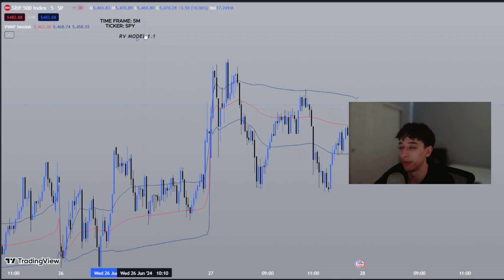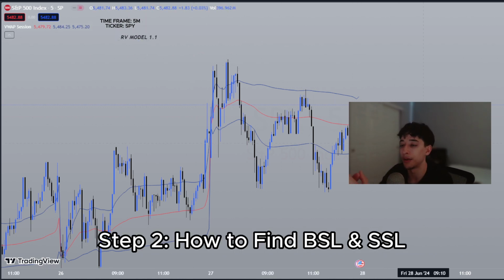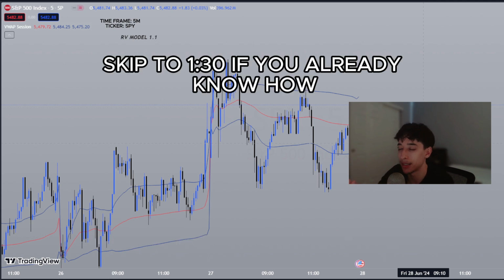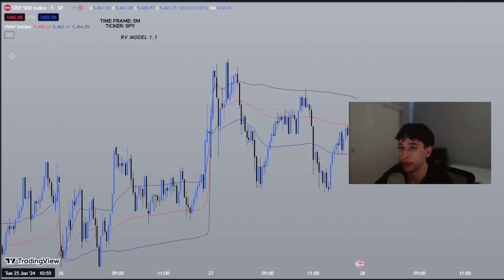Jumping into the first lesson of the RV model, you're going to want to learn how to identify buy side and sell side liquidity. Buy side liquidity is an area or level where buyers get liquidated. Sell side liquidity is where sellers get liquidated. So when buyers get liquidated, that drives the price down. When sellers get liquidated, that drives the price up.